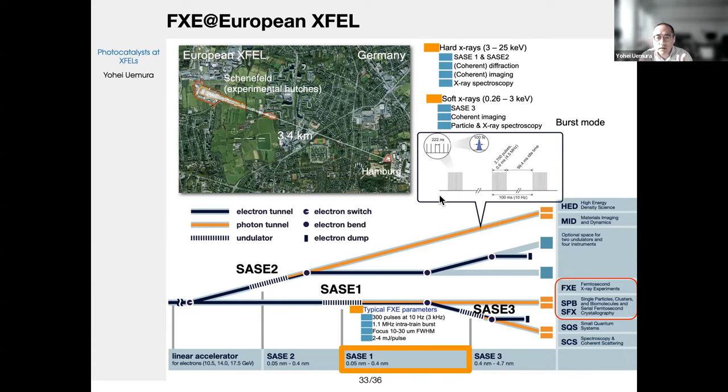includes one X-ray pulse. However, in our facility, we have multiple X-ray pulses. Each X-ray train can include up to 2,700 X-ray pulses. So we have a large number of photons, and even though the rep rate is slow, 10 hertz, we have a very large number of photons compared to the other facilities.